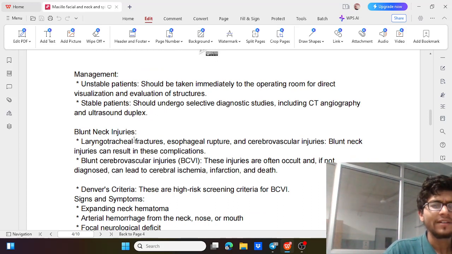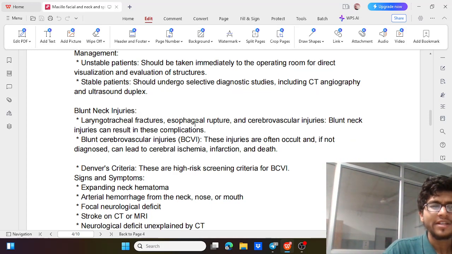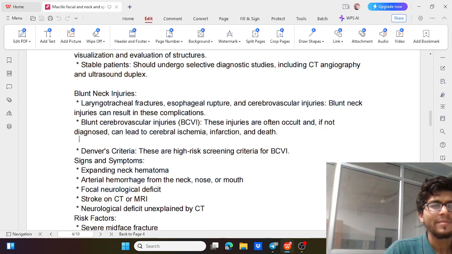Laryngotracheal fractures, esophageal rupture, and cerebrovascular injuries, these complications can occur in case of blunt neck injury. So we have to be careful regarding this. And now we'll be seeing the blunt cerebrovascular injury. We had discussed it in slight detail yesterday. Now we'll be going through it with some more detail.